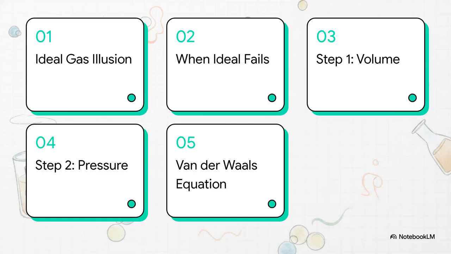Here is our game plan for today. We'll kick things off with the ideal gas illusion, explore exactly what happens when that ideal fails us, and then tackle the two big fixes. Step 1, the volume correction, and Step 2, the pressure correction. Finally, we'll combine all of that into the van der Waals equation itself.